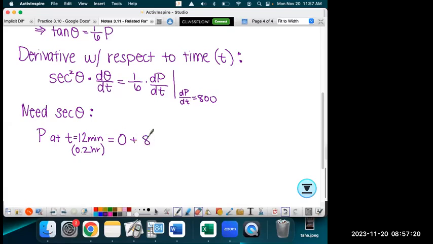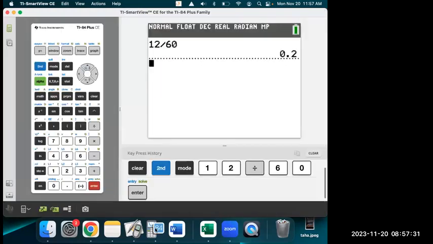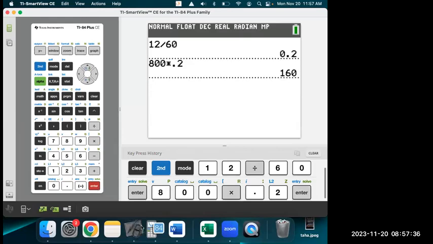Plus 800 kilometers per hour times 0.2 hours. That's 160 kilometers.